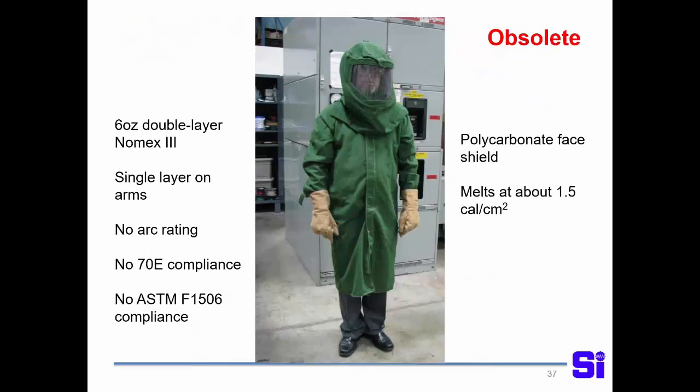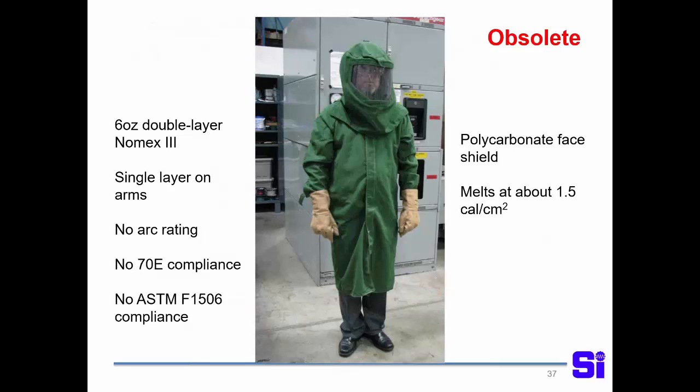Here's a good example. I see mostly small contractors show up on the job site with this type of equipment. Now, I want to point out that just because it's green doesn't mean it's obsolete. There are manufacturers that make green arc flash suits that meet all the requirements of ASTM F1506. They're marked appropriately and all that. But some of this is not, and this is an example. 6-ounce double layer Nomex, a single layer on the arms. There's no arc rating on it. It doesn't talk about 70E compliance on a label, and it doesn't say anything about ASTM F1506 compliance.